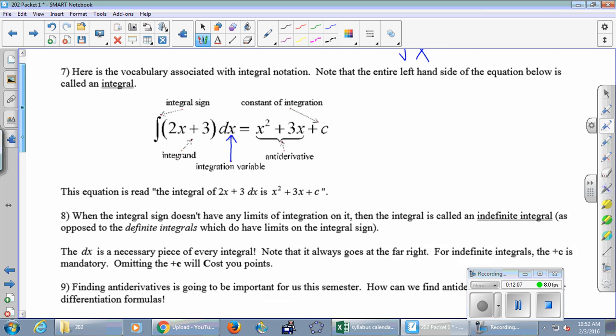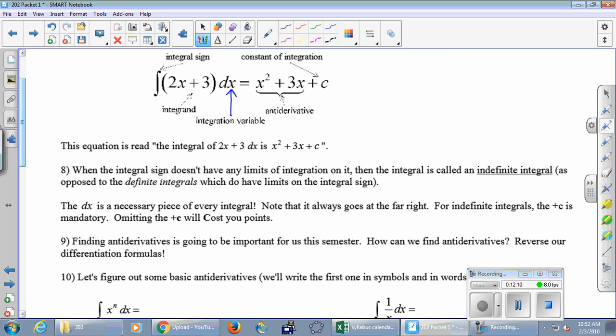Okay, number 8, a little bit of vocabulary. When the integral sign doesn't have any limits of integration on it, like this one, the integral is called an indefinite integral, as opposed to the definite integrals that do have numbers on them. Okay, next part here says the dx is a necessary piece of every integral. Please include it if you have an integral sign. Probably the very next thing that you should write is dx there at the end. And there'll be some stuff in between, but the dx is quite important. It goes hand in hand with that integral sign. Note that it always goes at the far right, that dx does.